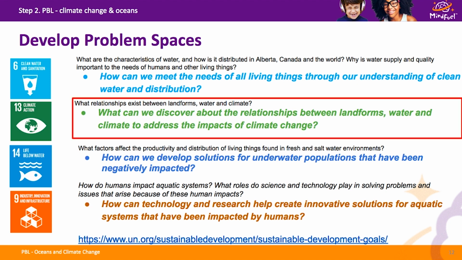We took our learning outcome question of what relationships exist between landforms, water, and climate, and combined it with the SDG climate action. This naturally fit well to us and provided a lens we were wanting to create for our students. Combining these 2 elements together gave us a problem space of what can we discover about the relationship between landforms, water, and climate to address the impacts of climate change.